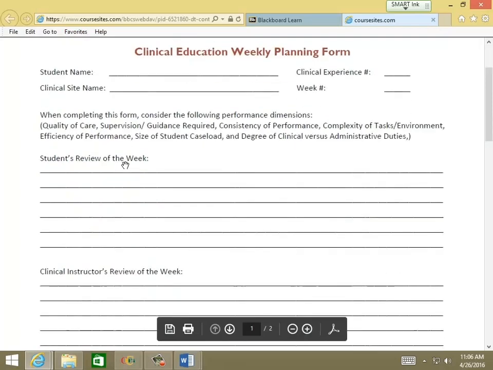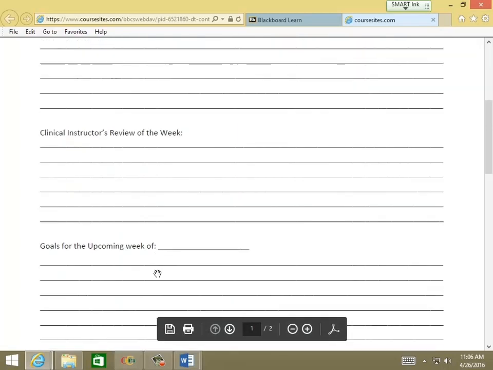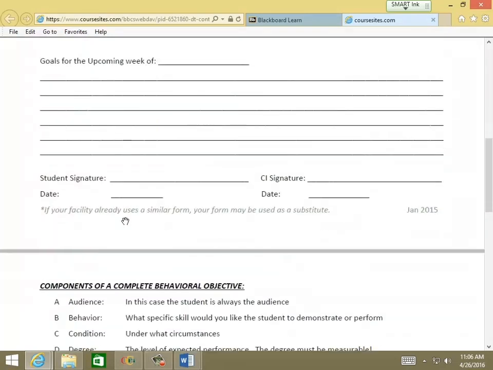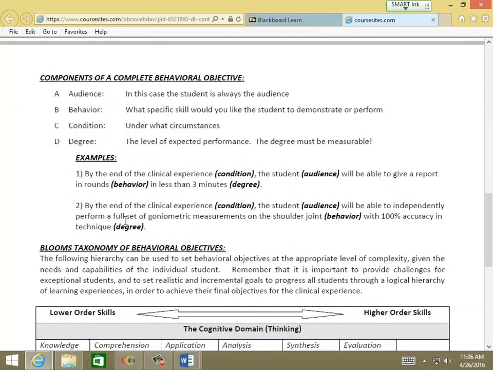That will give you the chance to write a brief review of the week if you have anything to add that the student hasn't completed, to comment on any of the goals, and make any revisions or additions that you see fit. I'll also bring your attention to the back side of the final objectives form and the weekly data form. They look the same. And this briefly reviews the components of a well-written behavioral objective.